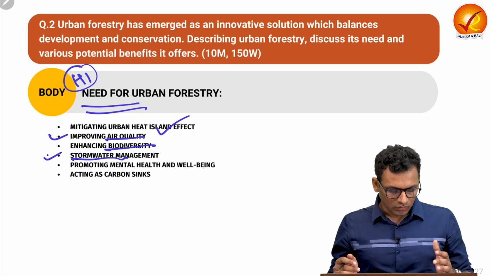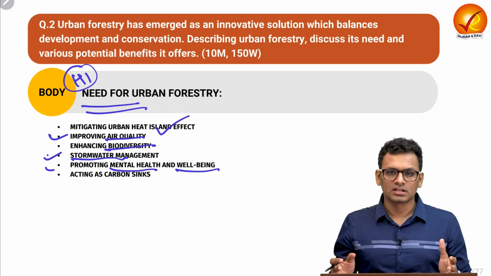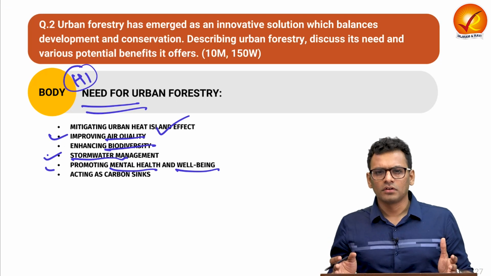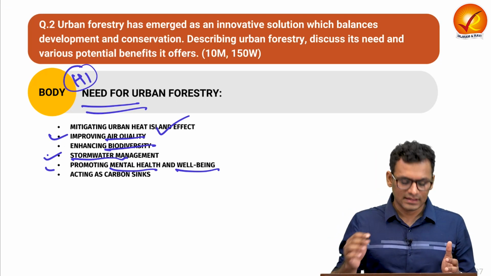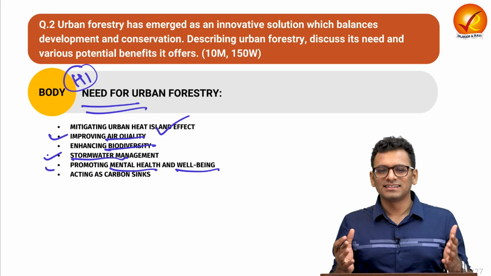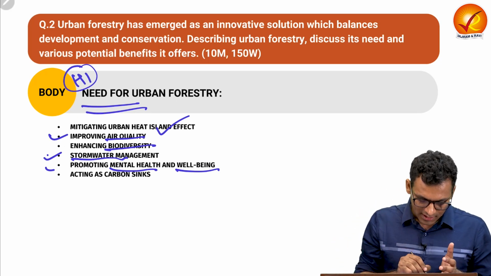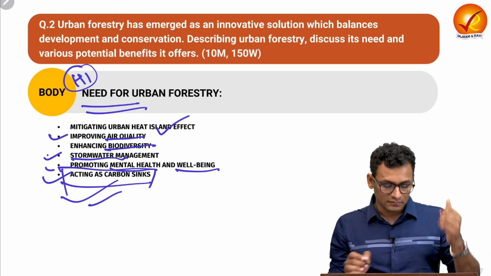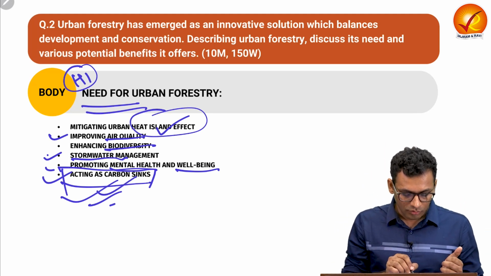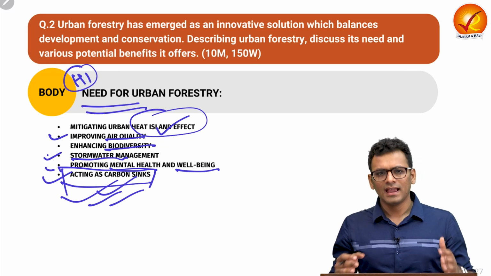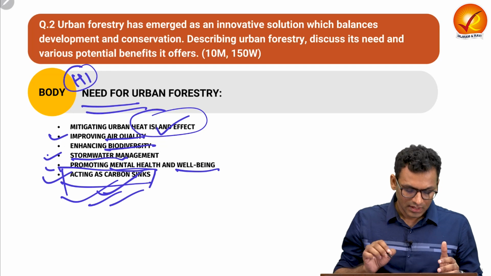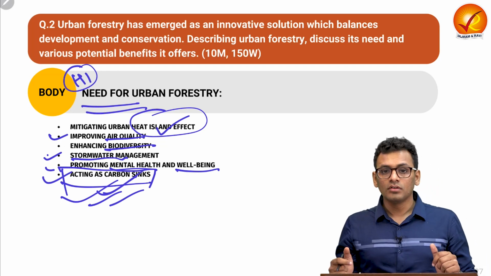Next is with respect to promoting mental health and well-being. Urban spaces without forest cover, without biodiversity, provide a very monotonous situation, and over here we have seen that they provide aesthetic value to the entire area. And lastly, acting as carbon sinks. Now this can again be linked with the urban heat island, how urban forestry can also augment and help with respect to our carbon sinking. So that is all for heading 1 of the body.